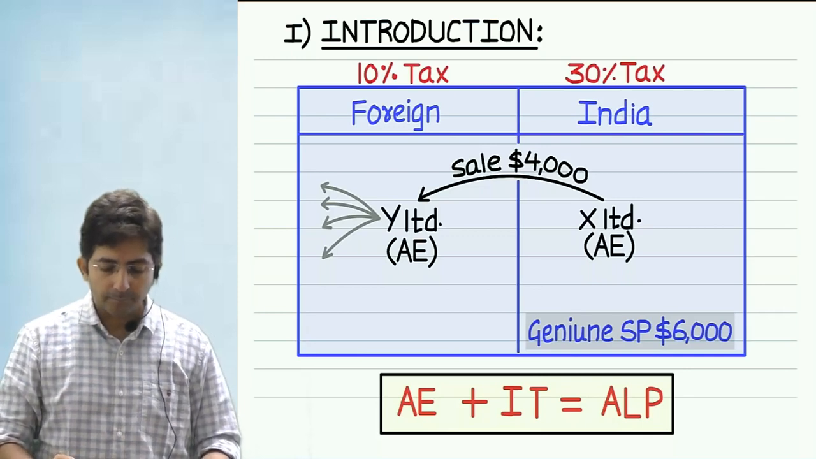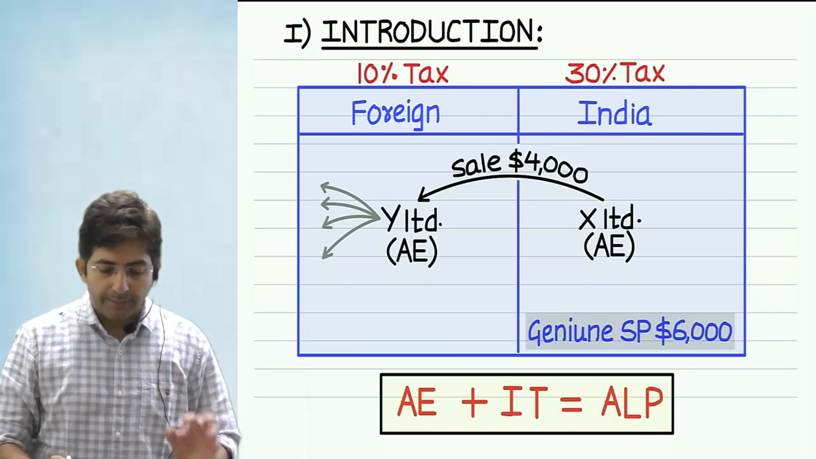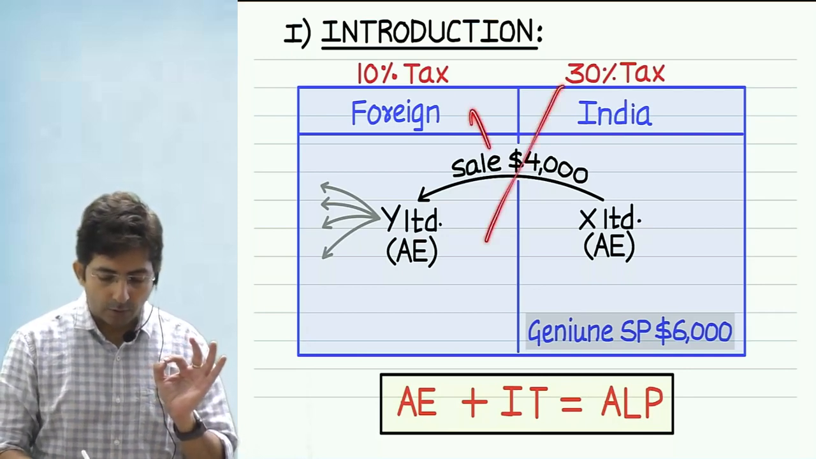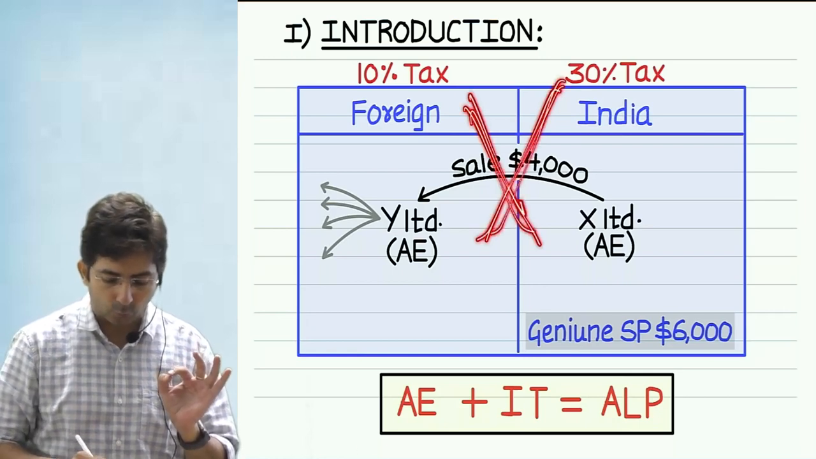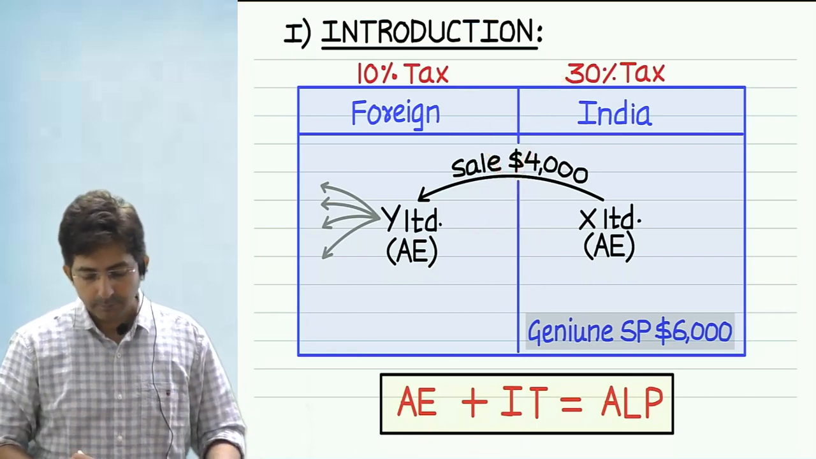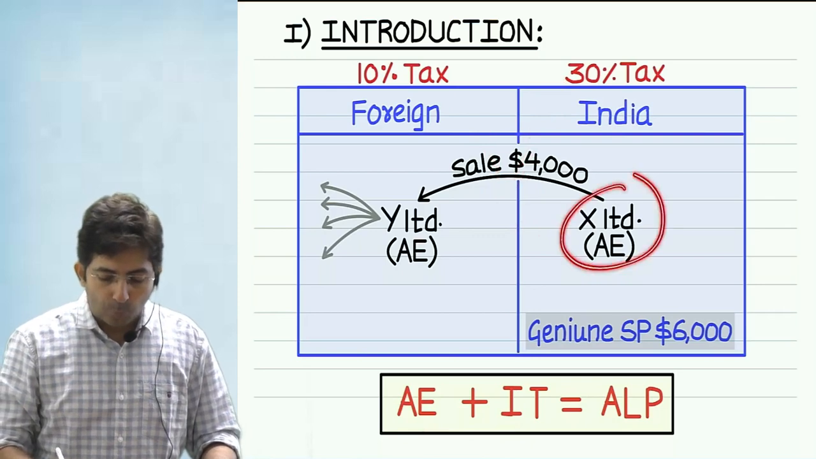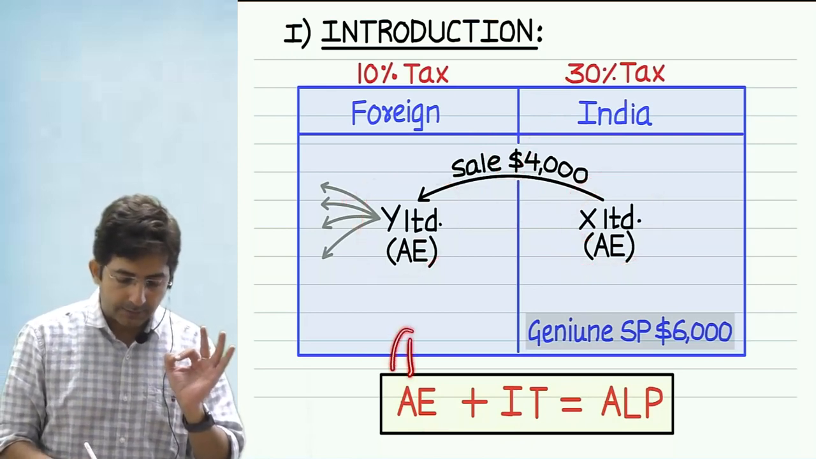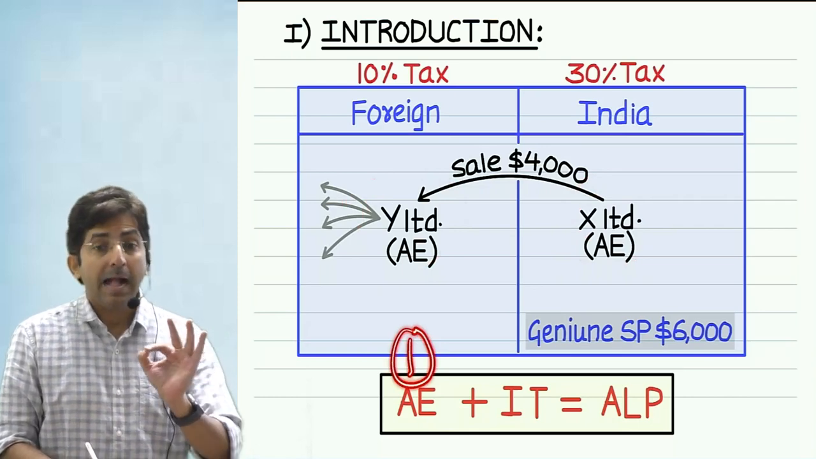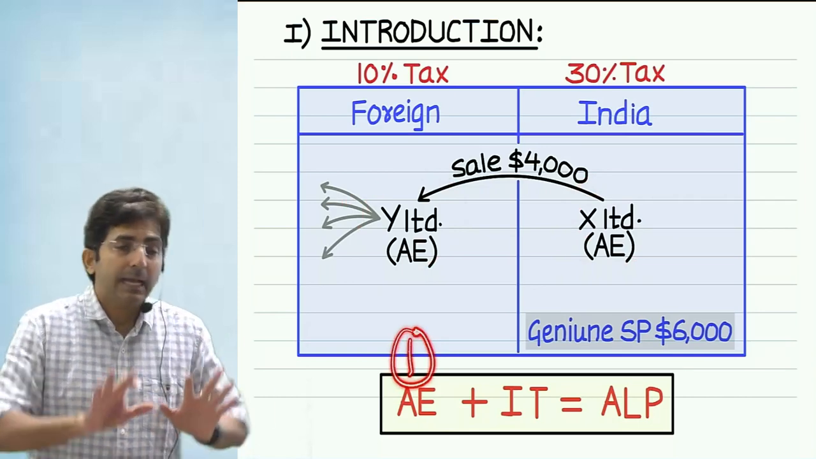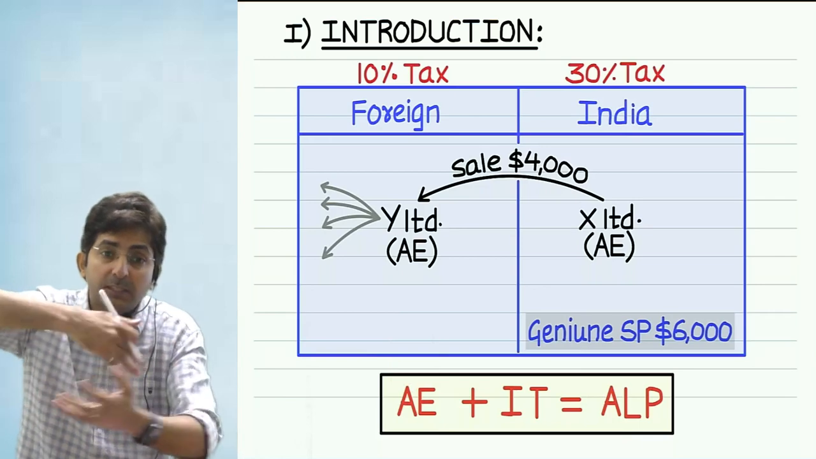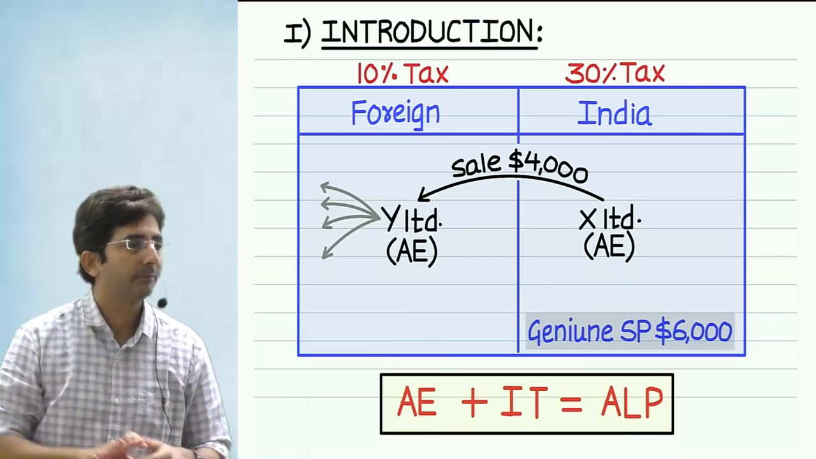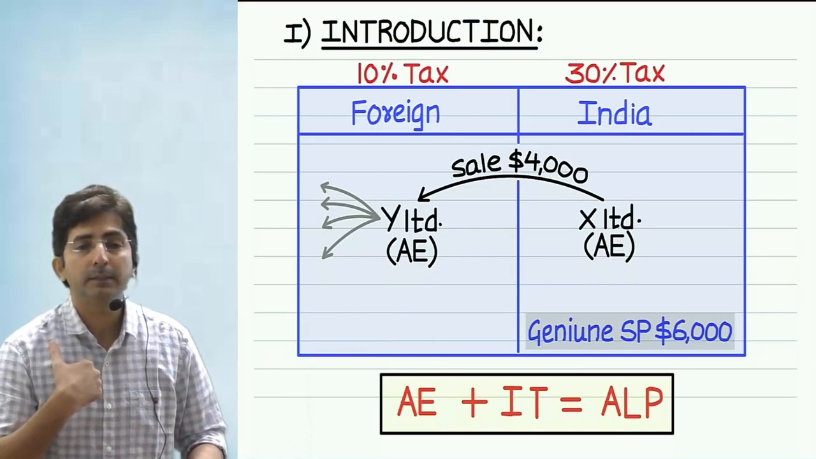Conclusion, tell me, when the government will not trust your price, what are the two conditions? If the two parties of the transaction are associated enterprises, this is condition 1, and it should be international. See, I am not saying that if it is a domestic transaction, there is no cheating. What do I mean by this?